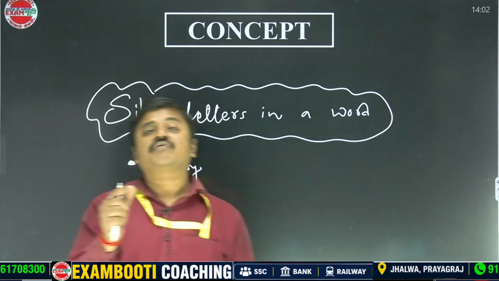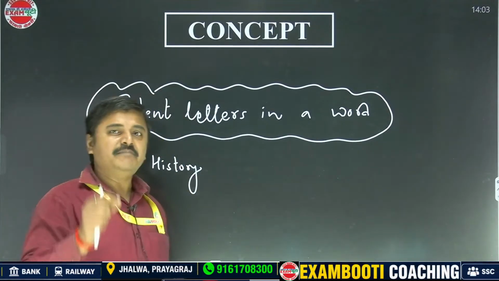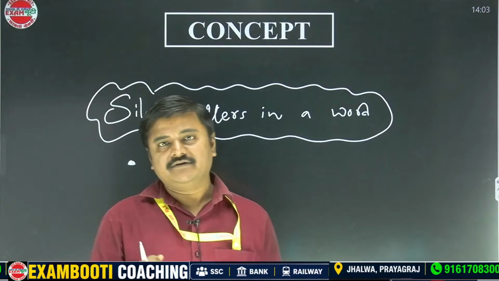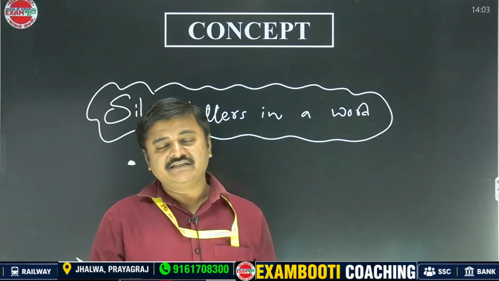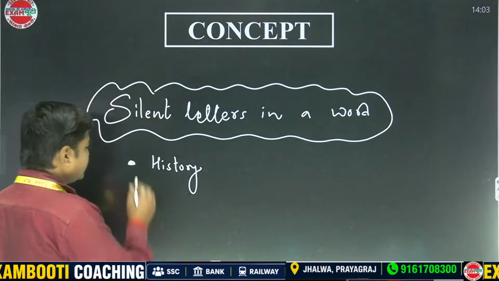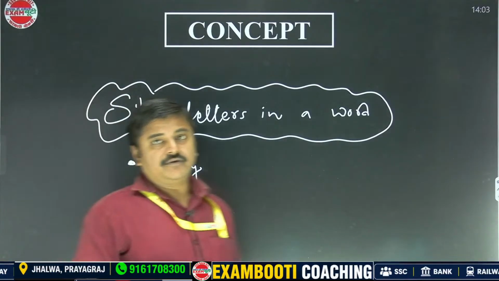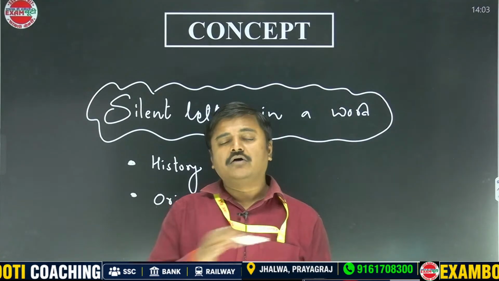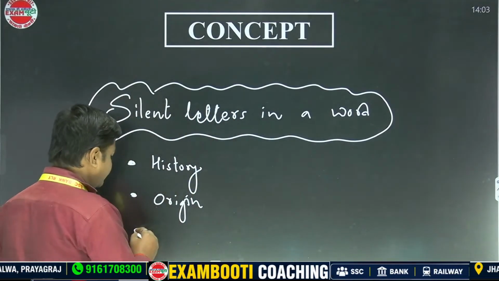So to know the history of a word, the letter must keep its place, because the language tends to become easier with the passage of time. The easier the language, the better for a student to learn it. So history. And the second thing is origin. To know the origin of a word, that's what etymology tells you. So origin is also an important factor. And the third is relationship.